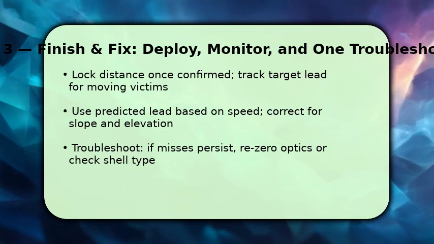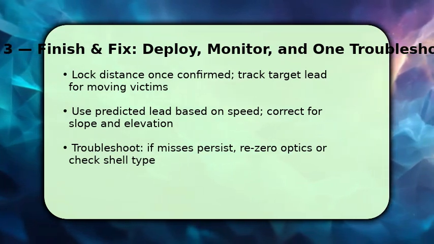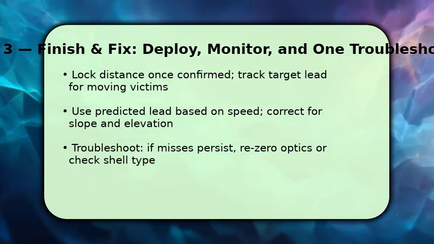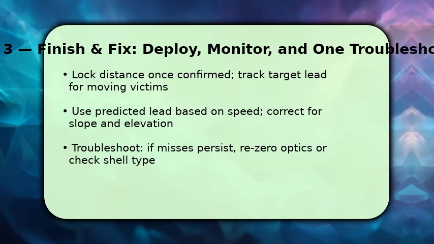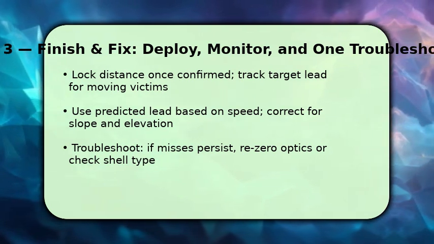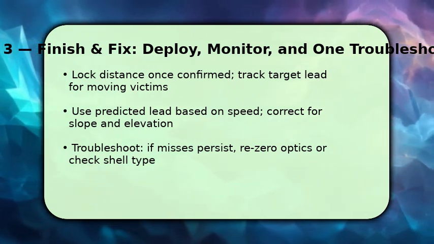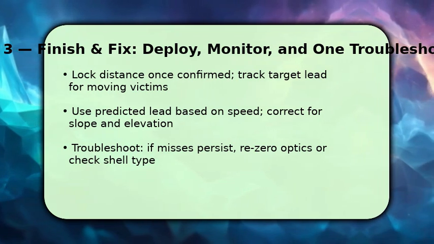You finish by locking the confirmed range and switching to engagement mode. Maintain lead on a moving target by tracking its velocity and applying the previously validated aim corrections. Make sure to adjust for slope and elevation changes as terrain alters effective range.